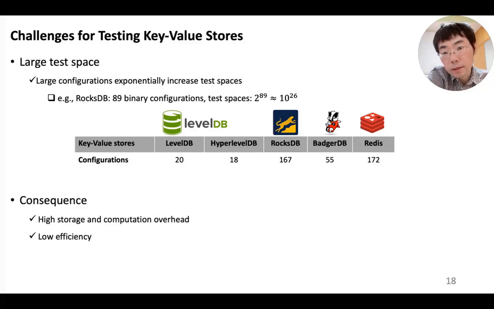The second reason, more importantly, is that modern key-value stores have large test spaces regarding the number of configurations. Large configurations exponentially increase the test space. The table shows the number of configurations used for the five studied key-value stores. The consequence is that the large test space causes high storage and computation overhead when using fuzzing and black box testing, and makes those testing approaches very low in efficiency.